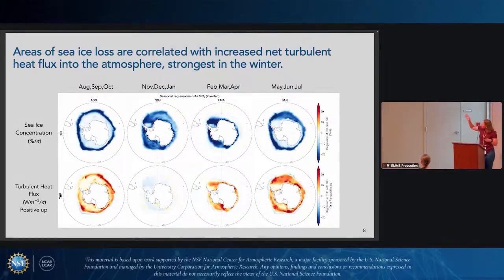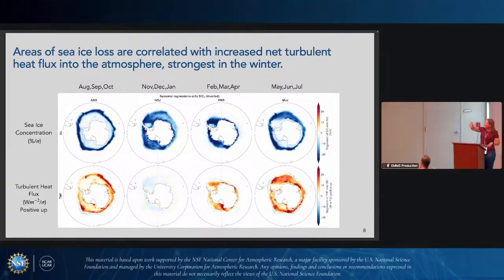So now I'm showing the same grid point by grid point regression results, but this time broken up by season. Each column is a different season. I've listed the months at the top, and at the very top is sea ice concentration onto itself. This is just to give you an idea of where the largest variability in sea ice is spatially.